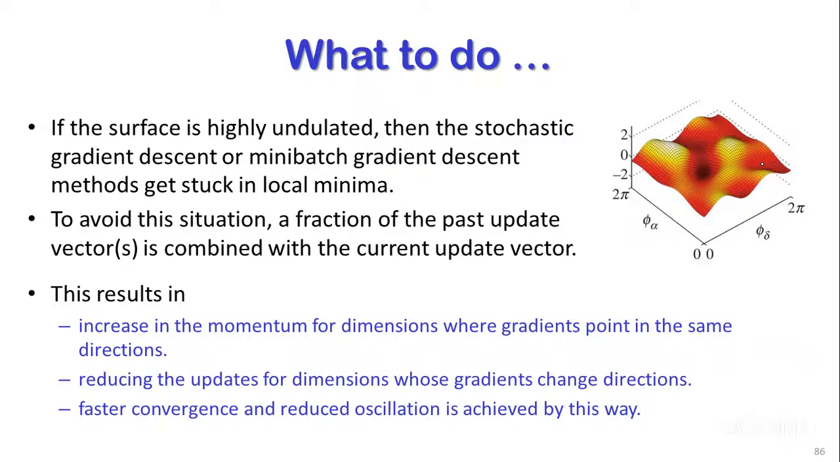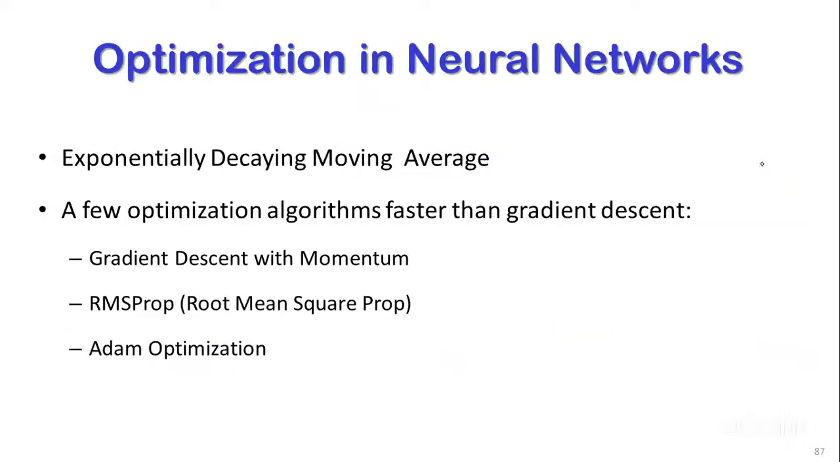So here, as I told you, this optimization is going to increase the momentum for dimensions where the gradient points in the same direction. If you are moving too fast, some brake may be applied with the help of this momentum. That is how these algorithms work, and they give us faster convergence and reduced oscillation. Right now I am not going to cover it, but if there is time, then maybe with CNN I will cover it.